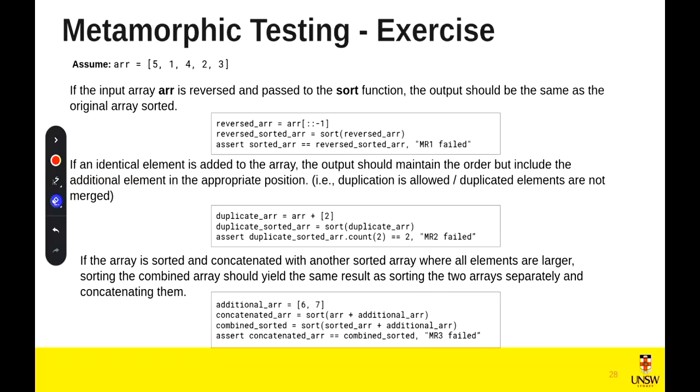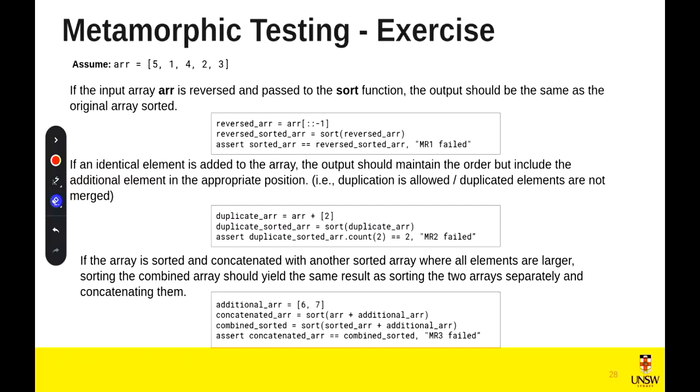We have 1, 2, 3, 4, 5 here, and we can have one more array with 6 and 7. So 6 is larger than any previous elements. We can combine them together and do the sorting. This should give us the same result as sorting them individually and combining them together. I have omitted some steps here, but you got the idea. So this is another metamorphic relation we could use for testing.